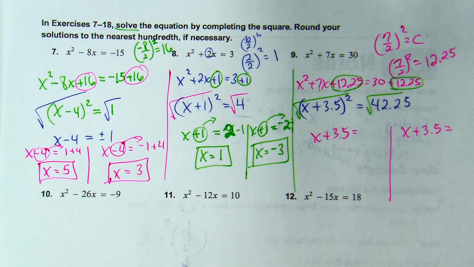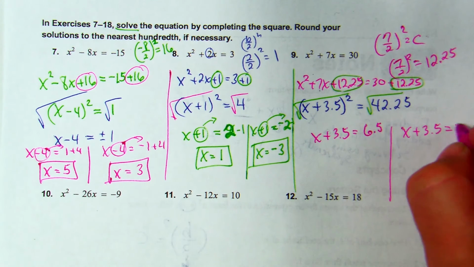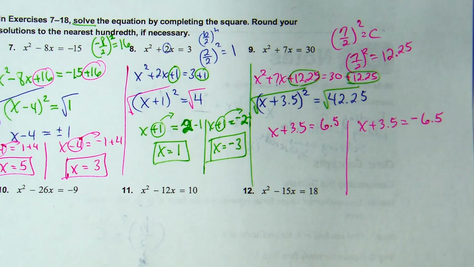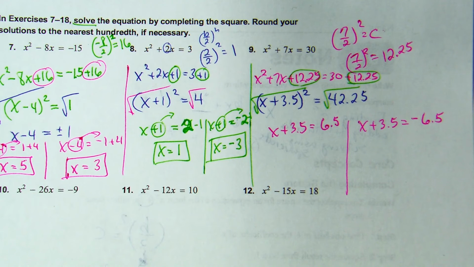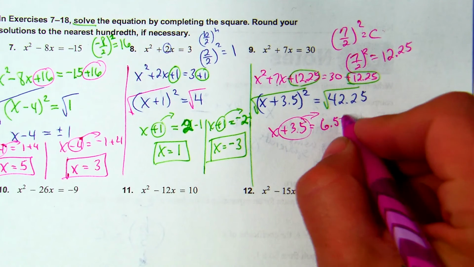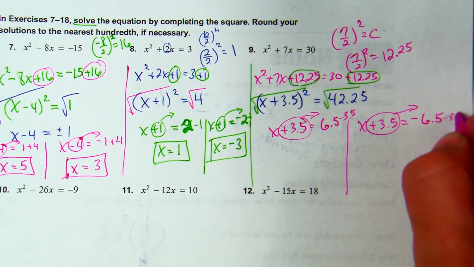When I take 42.25 and take the square root of it, I end up with 6.5. Okay, plus or minus, right? So I'm going to have 6.5 over here and a negative 6.5 on the right side. Okay, so I'm going to have both options, and I'm going to solve for both of those. Alright, so then I'm going to take this across. I'm going to minus 3.5. Take this across, minus 3.5.